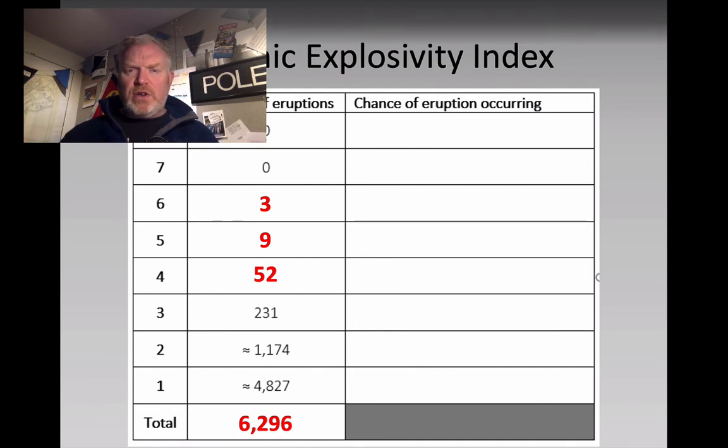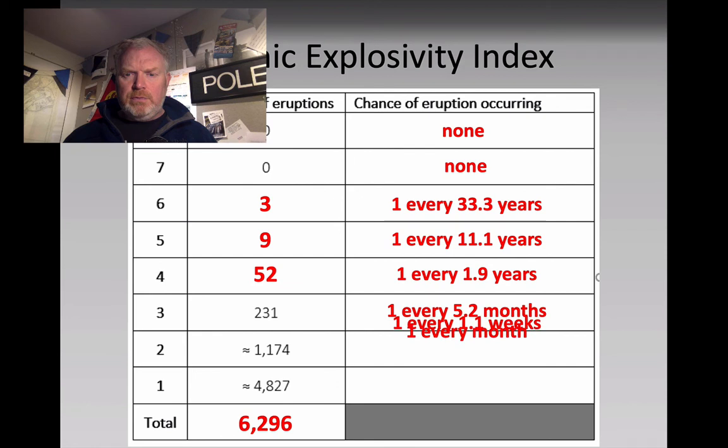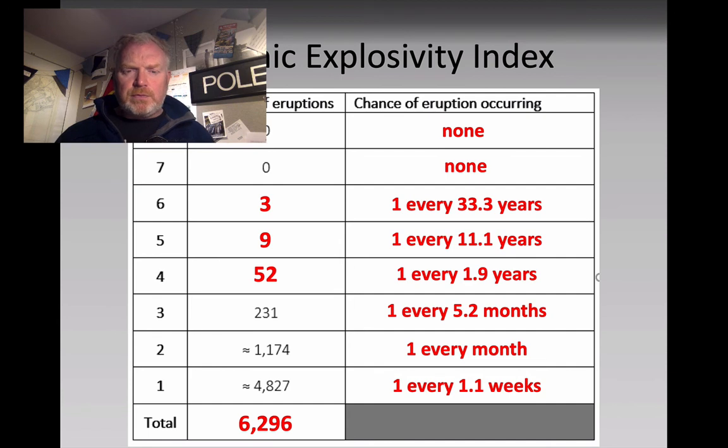If we look at the chance of these occurring then, by calculating this return period, we get figures similar to this. So VEI 1 occurs roughly every week or so, maybe just over a week. VEI 2, there's about one every month. VEI 3, one every 5.2 months. VEI 4 is about every 2 years. VEI 5 about every 11 years. VEI 6 every 33 years. And no values for 7 or 8.